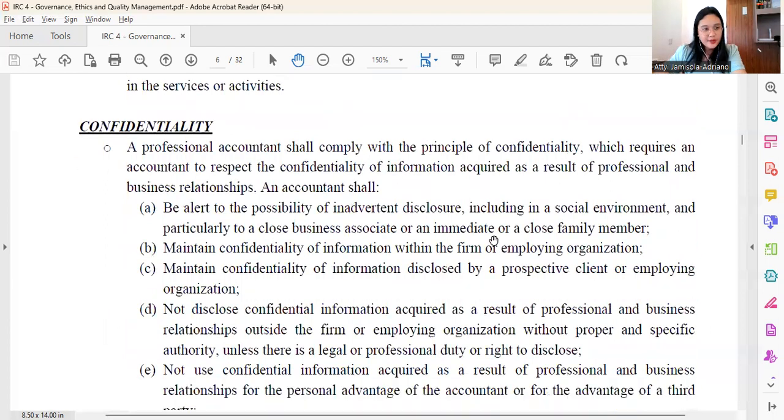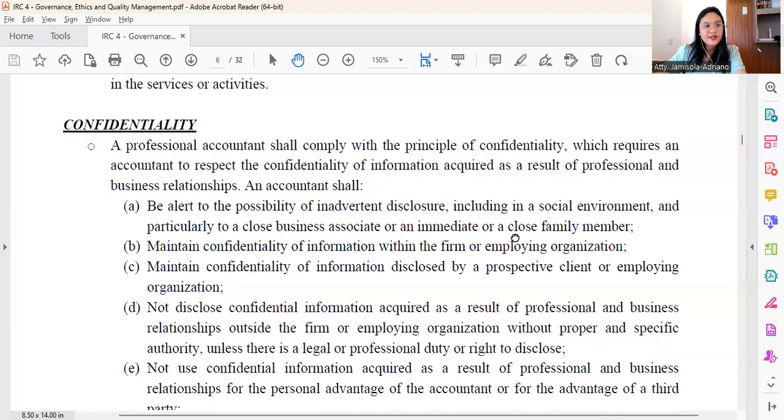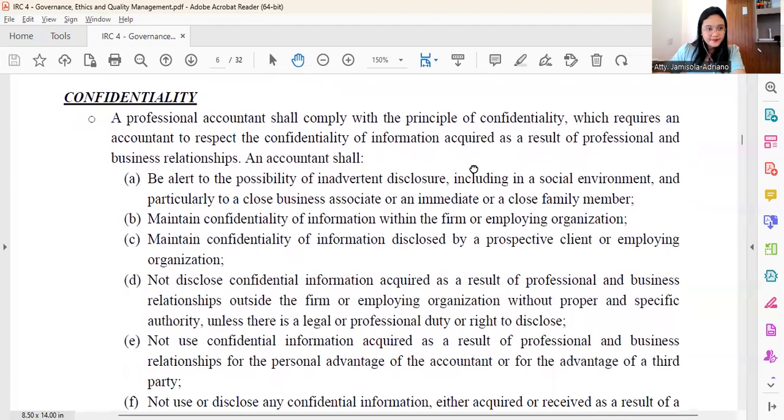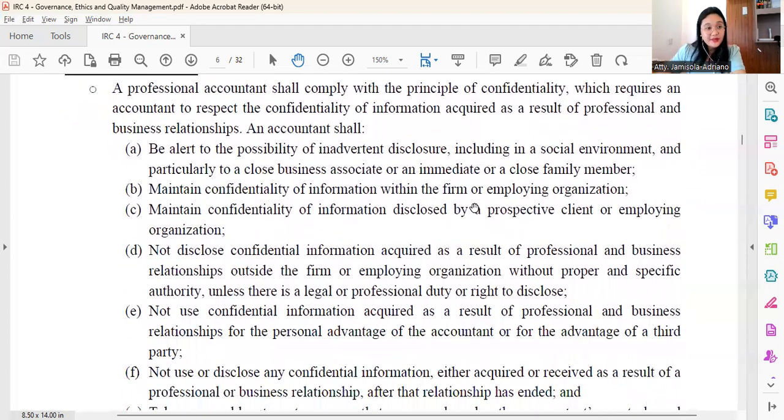Then another fundamental principle is confidentiality. So, a professional accountant shall comply with the principle of confidentiality, which requires you as an accountant to respect the confidentiality of information acquired as a result of professional and business relationships. An accountant shall be alert to the possibility of inadvertent disclosure, including in a social environment, and particularly to a close business associate or an immediate or close family member.